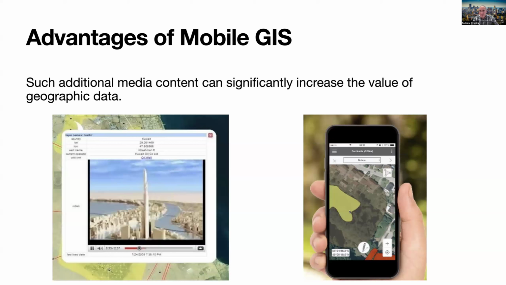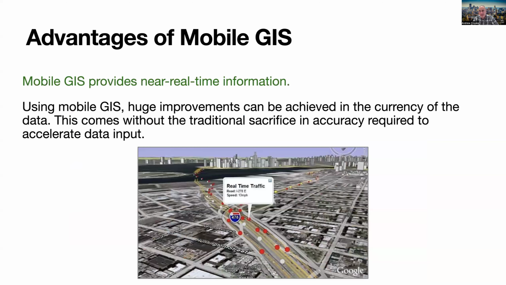So, the idea is, mobile GIS increases the value of geographical data. It can be merged or mapped together within this. Mobile GIS enables near real-time information. You saw from the UPS example how the UPS fleet operation managers at home could work out where their current vehicles are. And we can use mobile GIS to get up-to-date near real-time traffic information, and that improves the currency of the data.